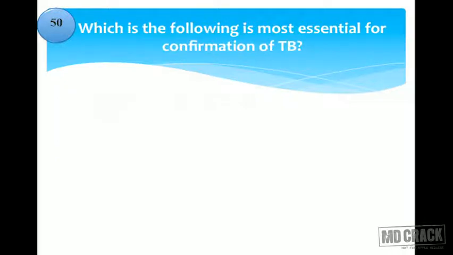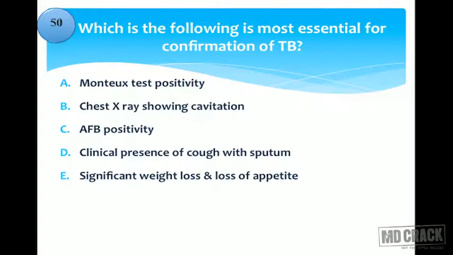Yes, we have a question here, the last question of this session. Which of the following is most essential for confirmation of tuberculosis? The choices are Mantoux test positivity, chest X-ray showing cavitation, AFB positivity, clinical presence of cough and sputum, significant weight loss and loss of appetite. As I told, until I see the AFB positivity, I cannot report a case as tuberculosis.